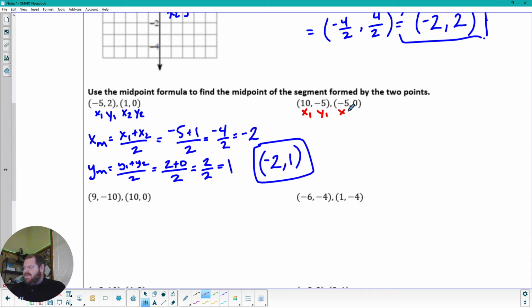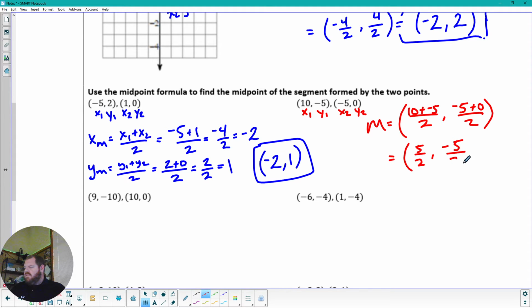X1, Y1, X2, Y2. And so here I'm just going to use the probably more standard notation. Just find them both kind of at the same time. But we've got x's at 10 and -5, and y's at -5 and 0. Add them, divide by 2. That looks like 5 over 2. That looks like -5 over 2.